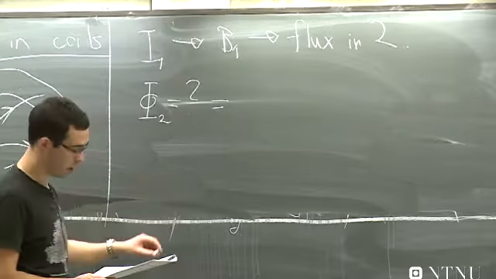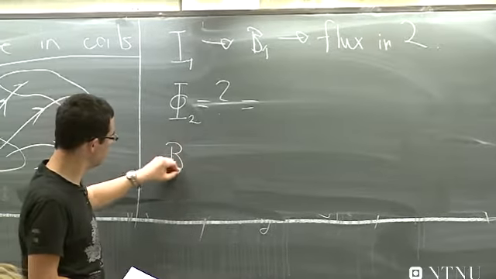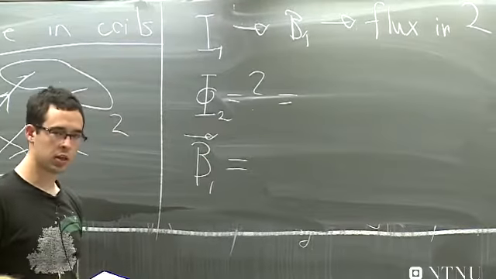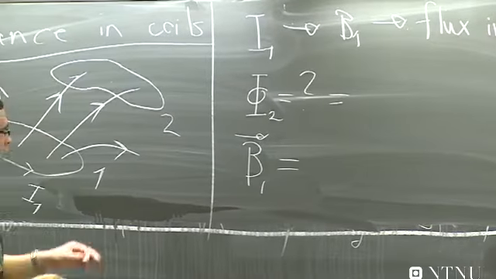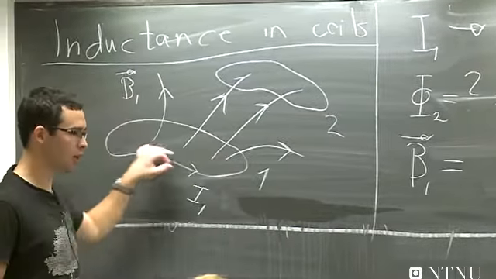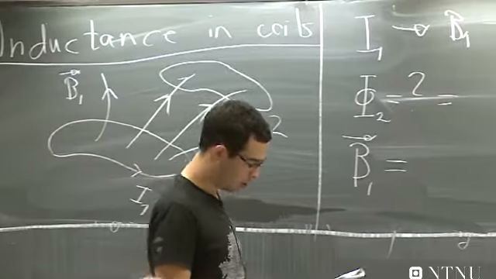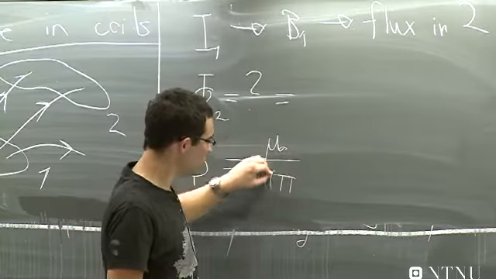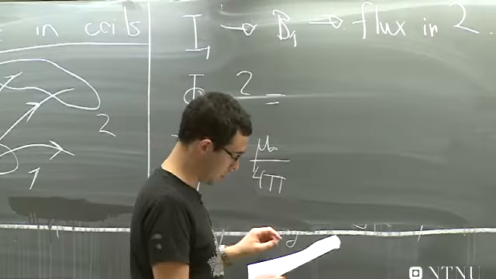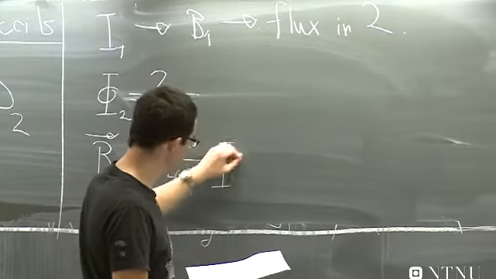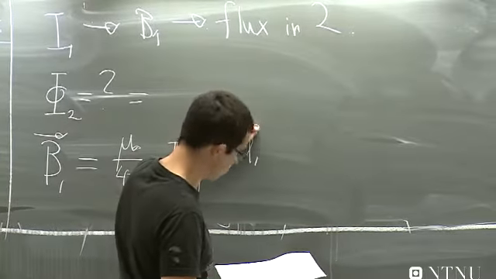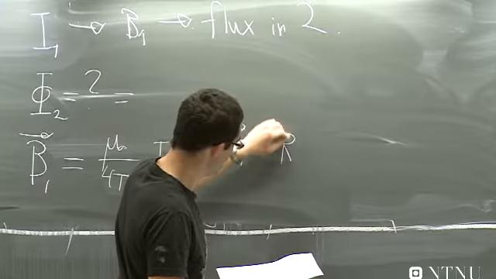Okay, first of all, I need B1. And that's basically just using the Biot-Savart law and integrating over all the small line elements here. And the integral looks like this. You can find this in Griffiths if you're wondering. Let's see, I1, and it's dl1 cross r hat.